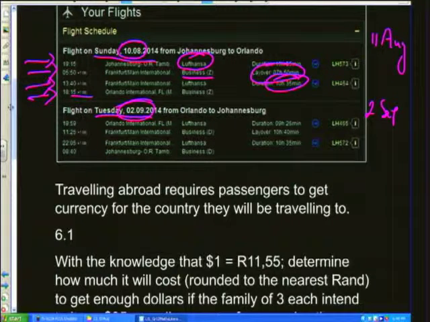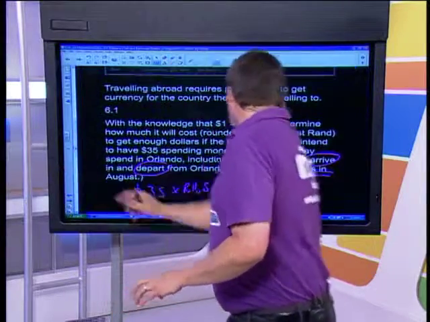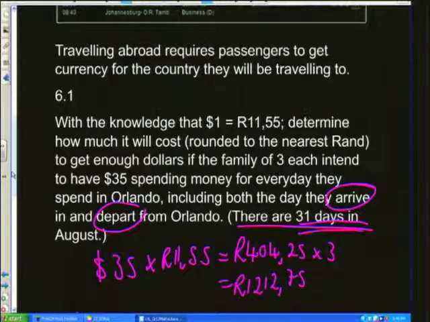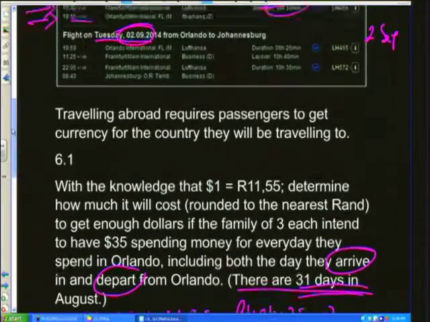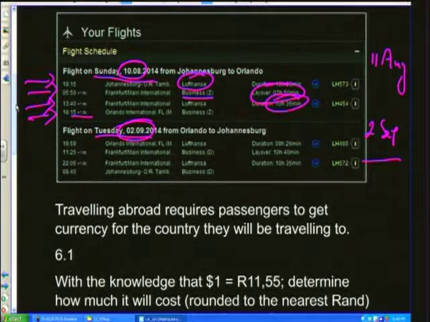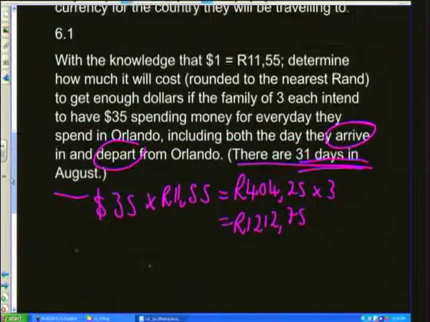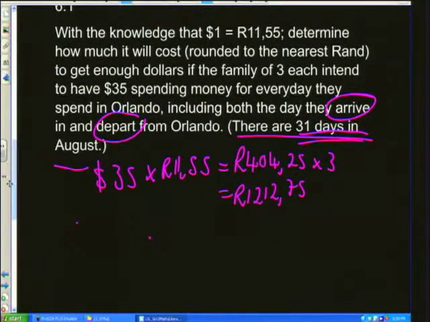How many days is that? Now can you understand why the examiner said that there are 31 days in August? Remember they said that? There are 31 days in August. Because we need that to work out how many days we are gone. So, here we go. We're gone for 23 days. Now, folks, if I'm gone for 23 days, I need this amount of money for 23 days.